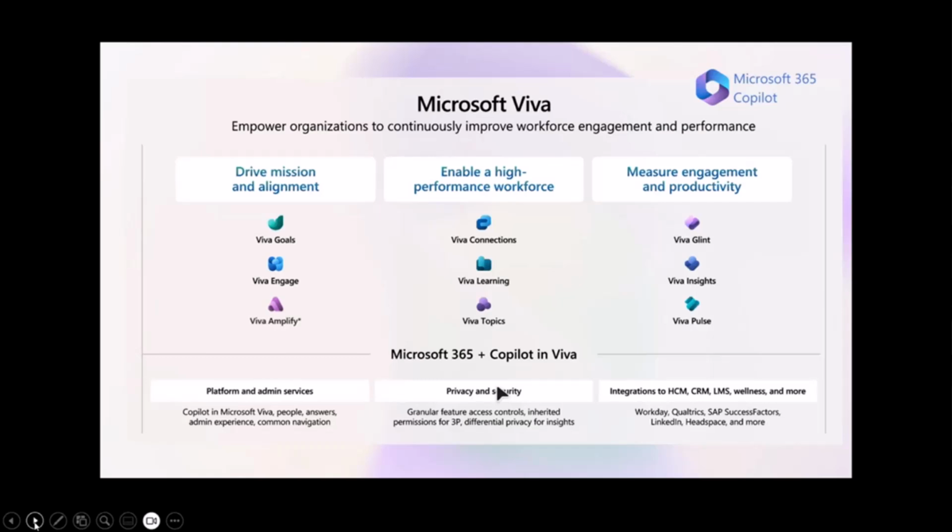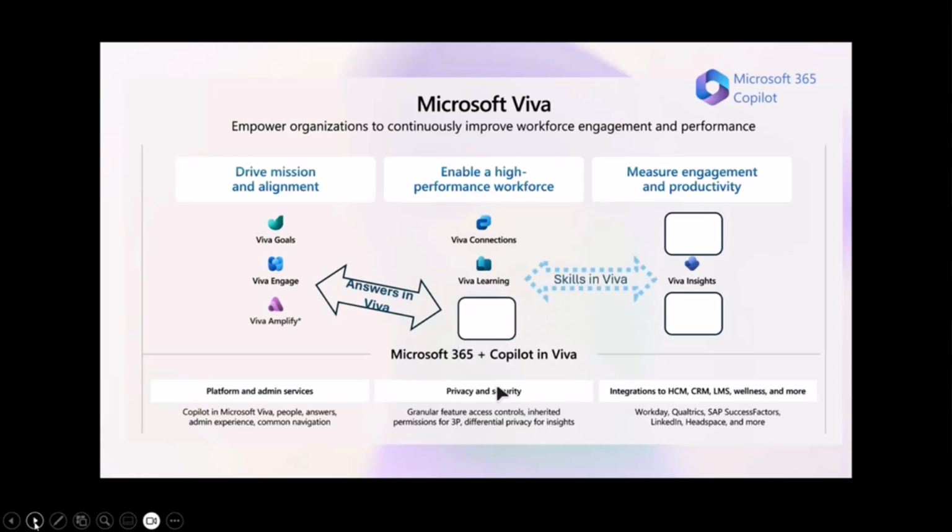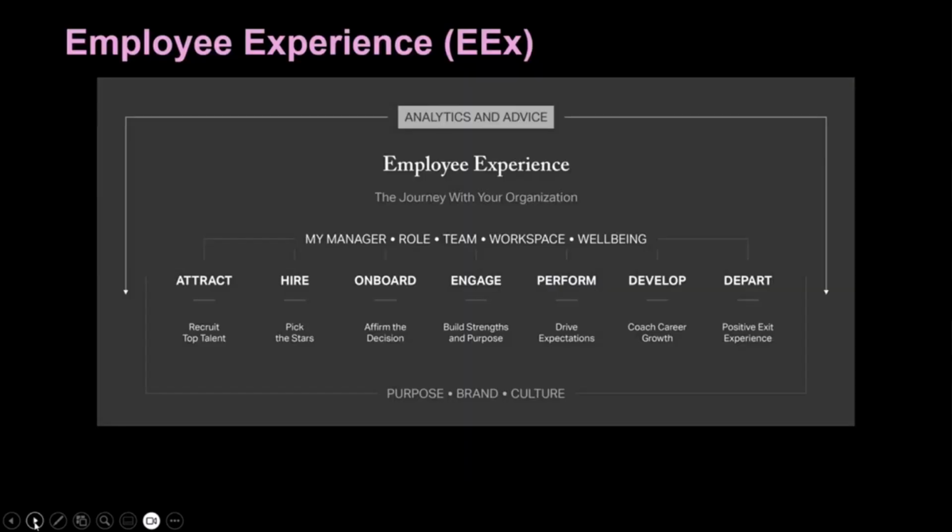Some of you might be familiar with it, but for this session, I'm not going to be talking about Glint or Pulse. It also includes Answers in Viva, which is a feature that sits between Viva Engage and Viva Topics, which is retiring, but we do have SharePoint Search and Copilot, which is replacing that. And Skills in Viva sits between Viva Learning and Viva Insights.